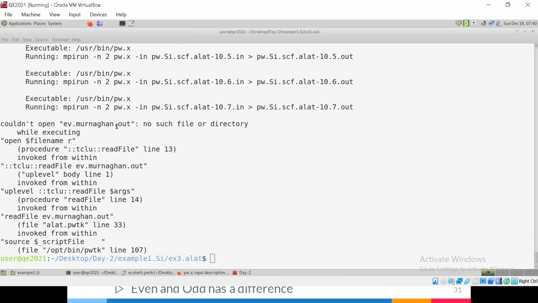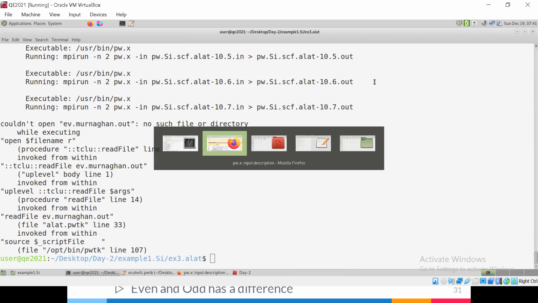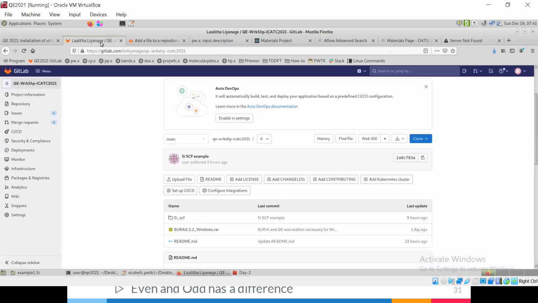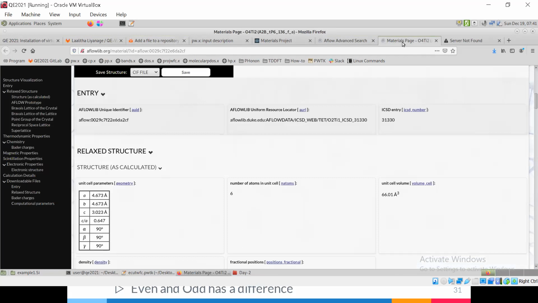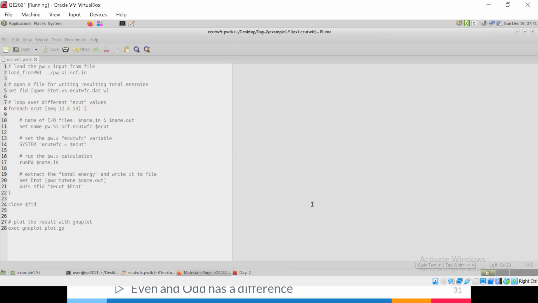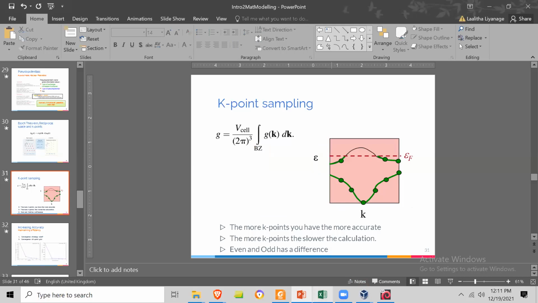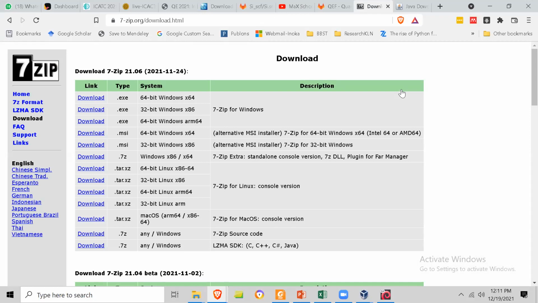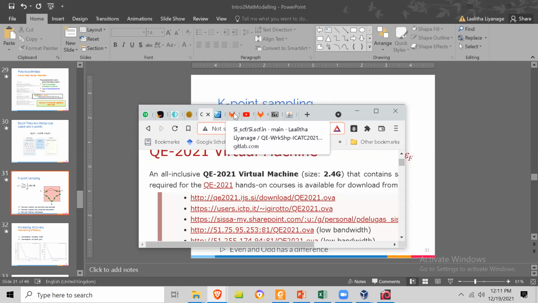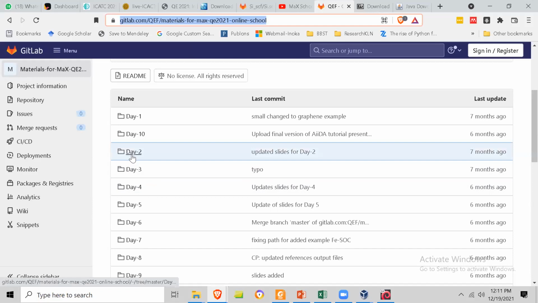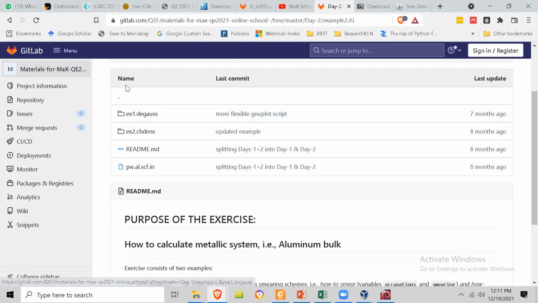Couldn't open. Oh, I might have deleted a file. Read file. Yeah, I deleted an input file. So that's why I cannot run the EV curve. So let me get that file quickly. Sorry, it was not there. It was in silicon.